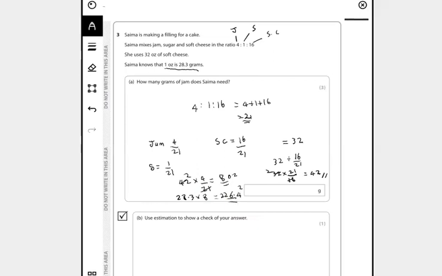All right, now we use estimation to check the answer. That is pretty straightforward. 1 ounce is 28.3 grams, and 28.3 is closest to 30 grams. So 30 times 8 is 240. And that is done. Let us move on.